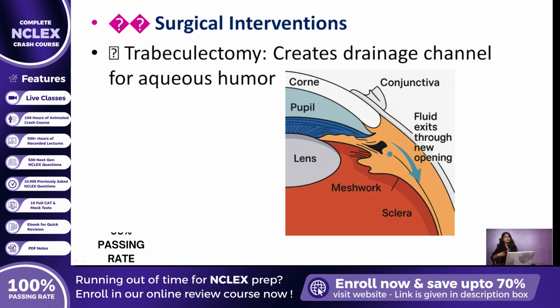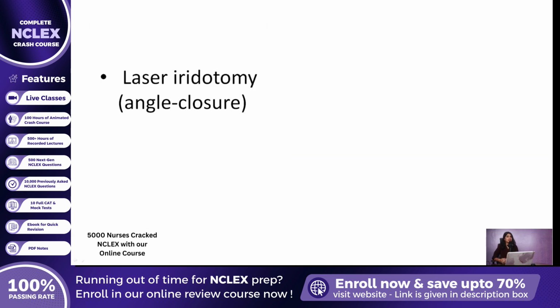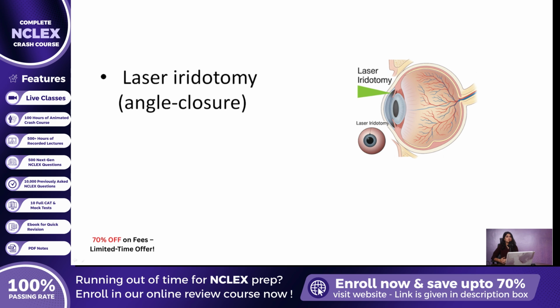Moving on, another important intervention is laser iridotomy, which is commonly performed for angle closure glaucoma. In this procedure, a tiny hole is created in the iris using a laser. This new opening allows aqueous humor to flow more freely between the posterior and anterior chambers of the eye, relieving pressure and preventing sudden spikes in IOP.